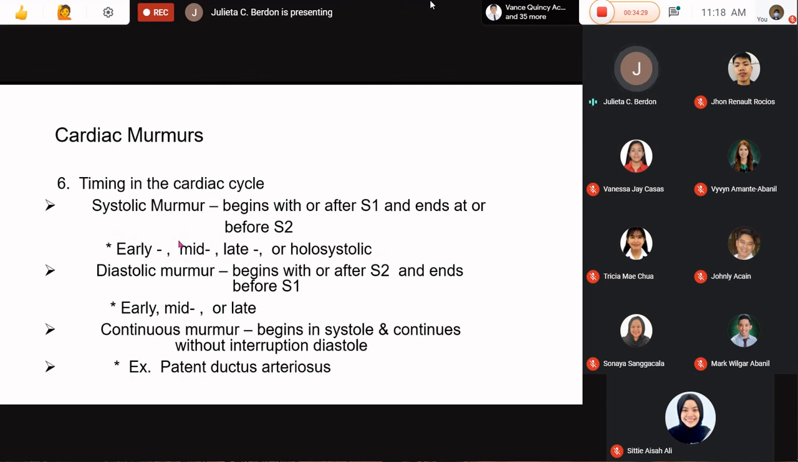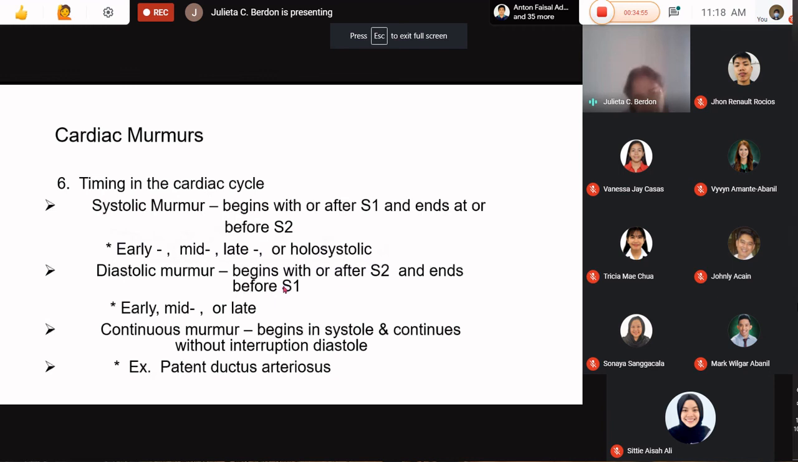But sometimes, just determining that it is systolic already helps. Then you can also say early, mid, late, or holo, which is even better. You can also say diastolic murmur because it begins with or after S2 and ends before S1. Again, you have to say whether it's early, mid, or late, okay? So that is the diastolic murmur.